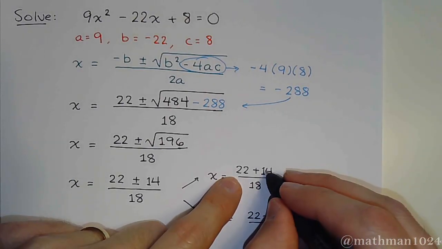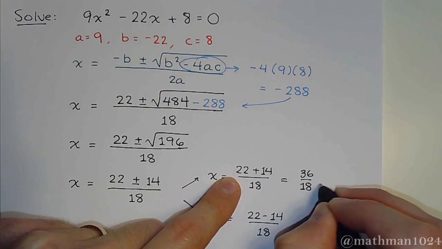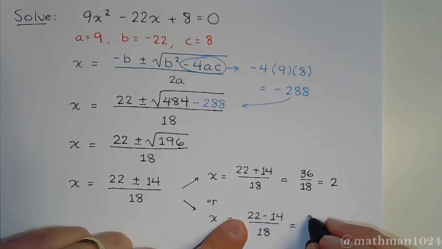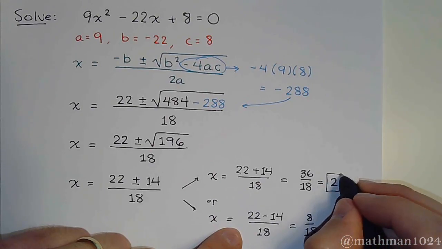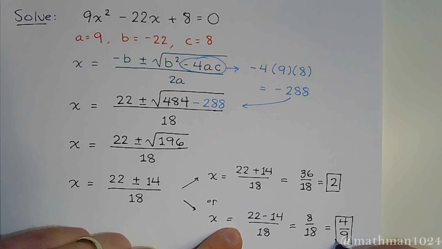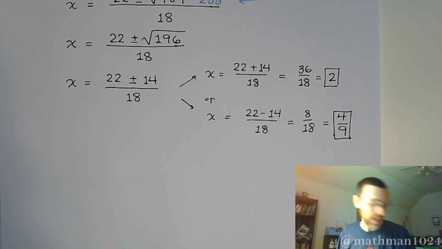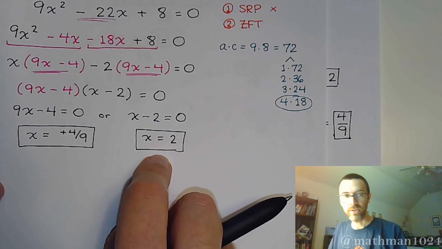So 22 plus 14 is 36 divided by 18, which equals 2. And down here, 22 minus 14 is 8 over 18. 8 over 18 reduces to 4 over 9. So here are our two solutions. And these two solutions are the same things that we had when we did it the first time, right? 4 over 9 and 2.